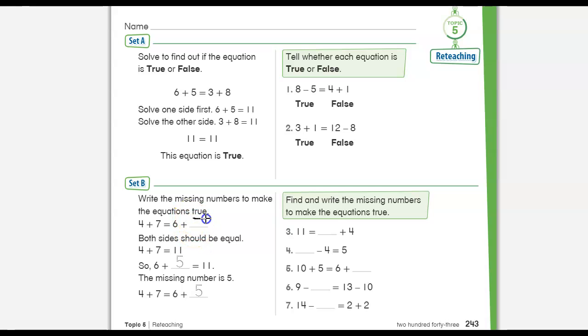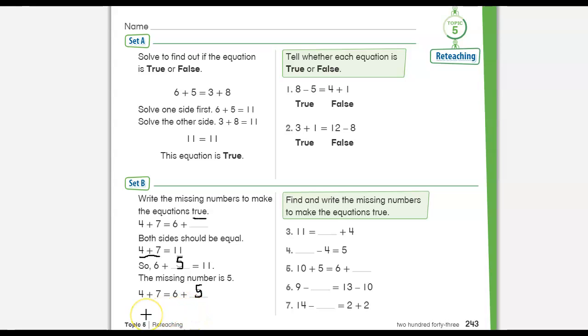Since we are making the equations true, that means that both sides should be equal. So what they did first was add together 4 plus 7, which was equal to 11. So we know that the number that goes on the side with the missing blank has to equal 11. So 6 plus 5 is equal to 11. So the missing number that would go in the blank would be 5.